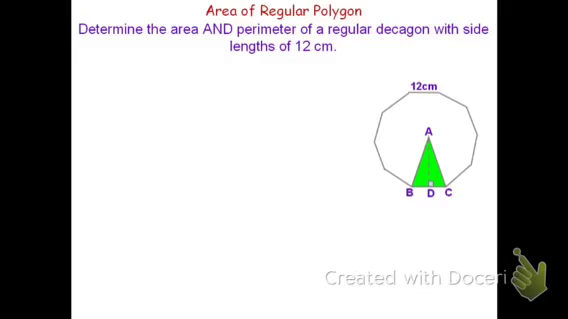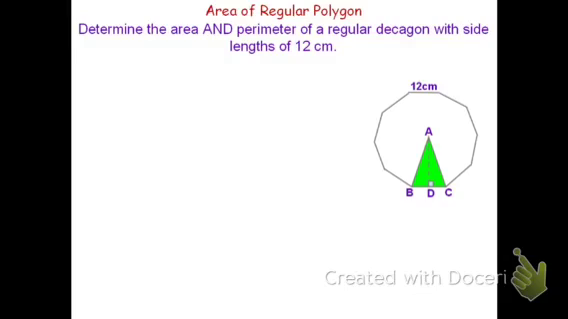So for instance, this is a regular decagon. A decagon has 10 sides, meaning I can cut it into 10 congruent triangles. The other thing I'm told in this problem is that the length of the sides is 12 centimeters. We're going to find the area and the perimeter. Now I'm actually ready to do the perimeter because I'm told one of the sides.